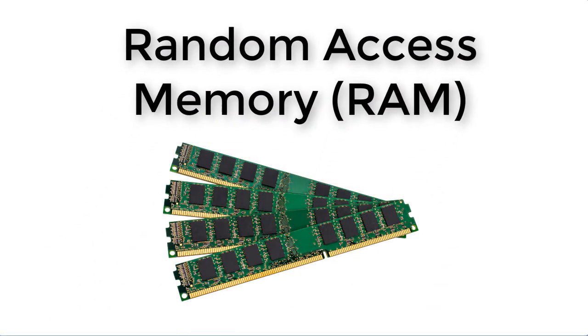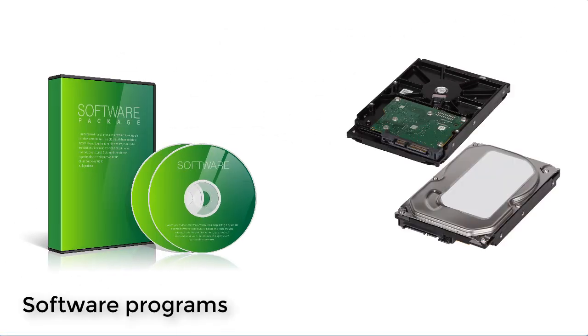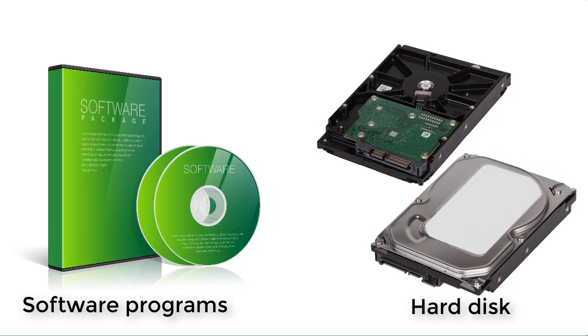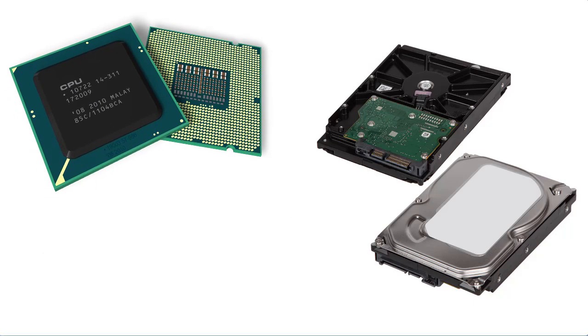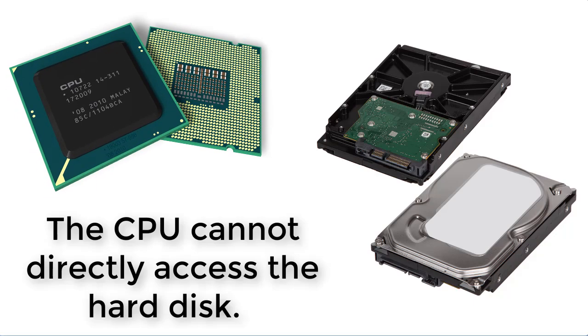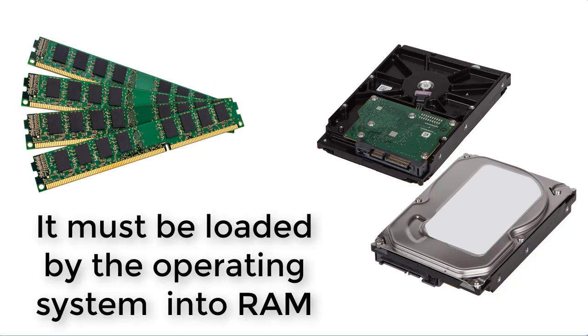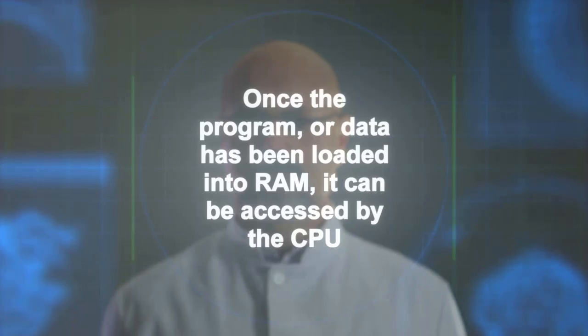Random access memory. Software programs are stored long-term on the hard disk. However, the CPU cannot access a program directly from the hard disk. It needs to be loaded by the operating system into RAM. Once the program or data has been loaded into RAM, it can be accessed by the CPU.